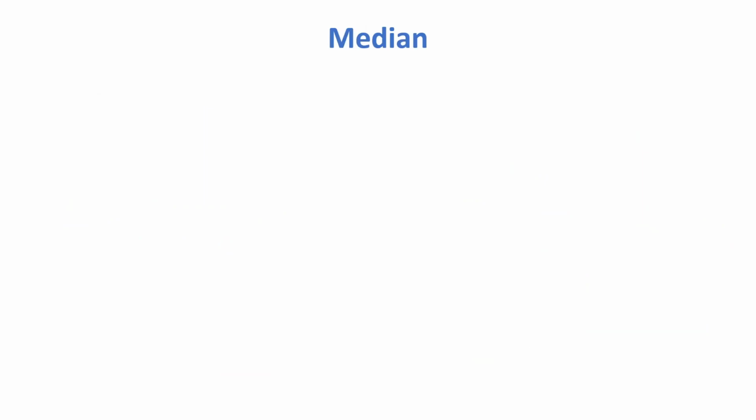Now the second point is the median. What is the median? Median refers to the middle value in the data set. Let's say we have a data set D1: 2, 4, 6, 6, 5, 4, 2, 1, and we want to know the middle value, or the median, of this data set.